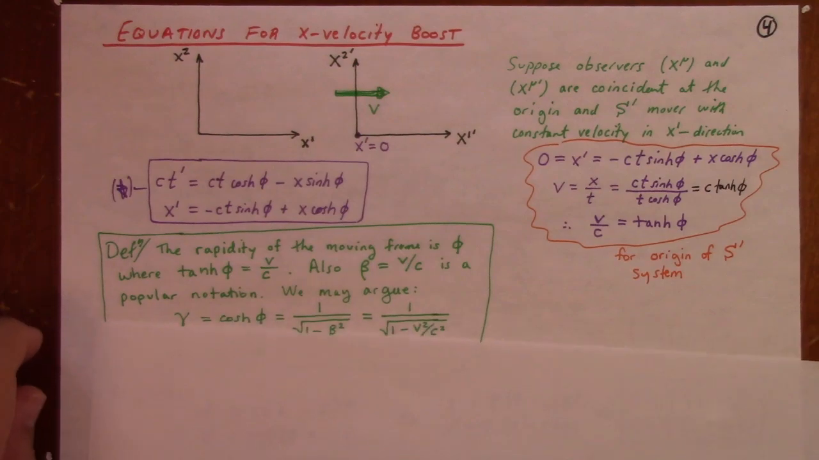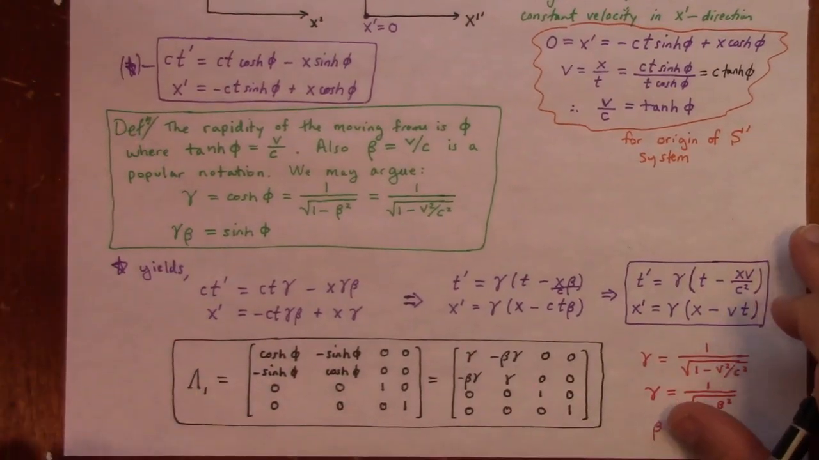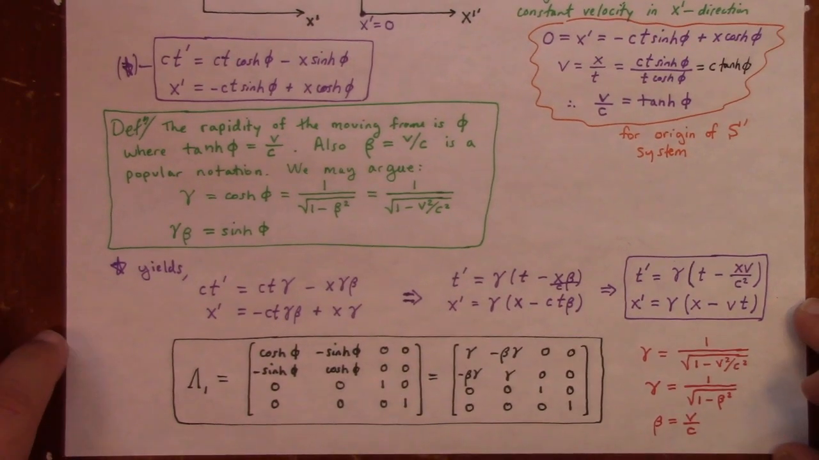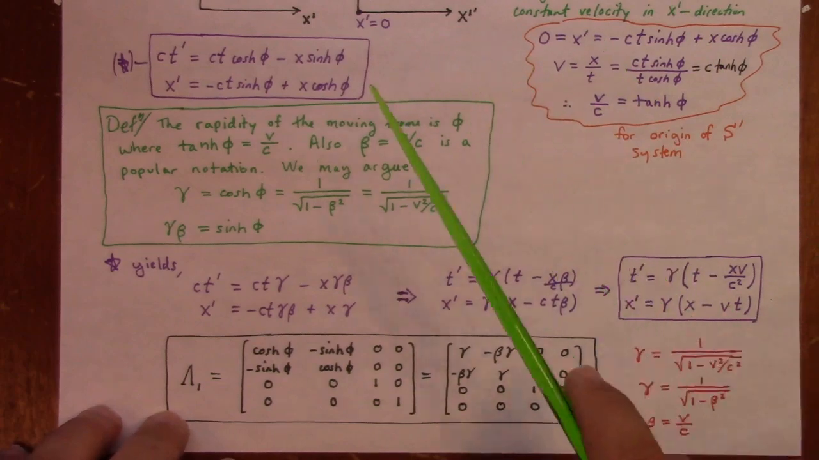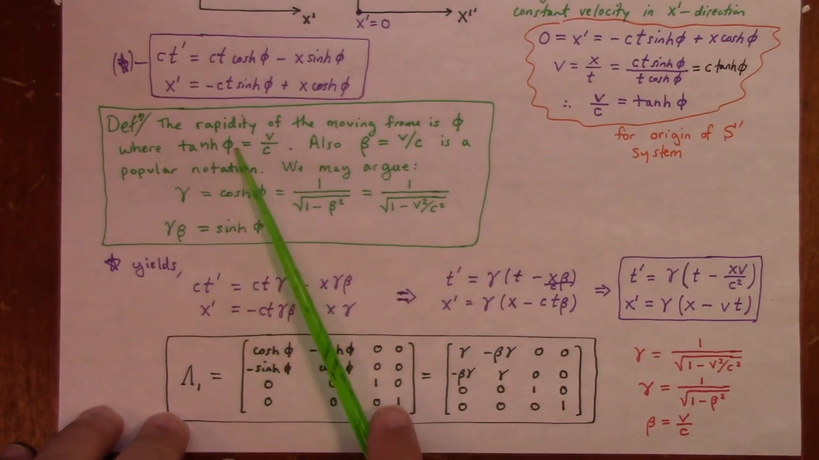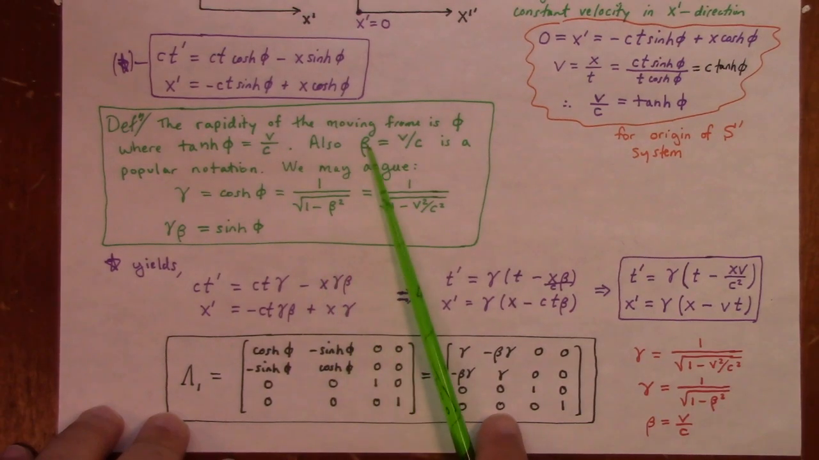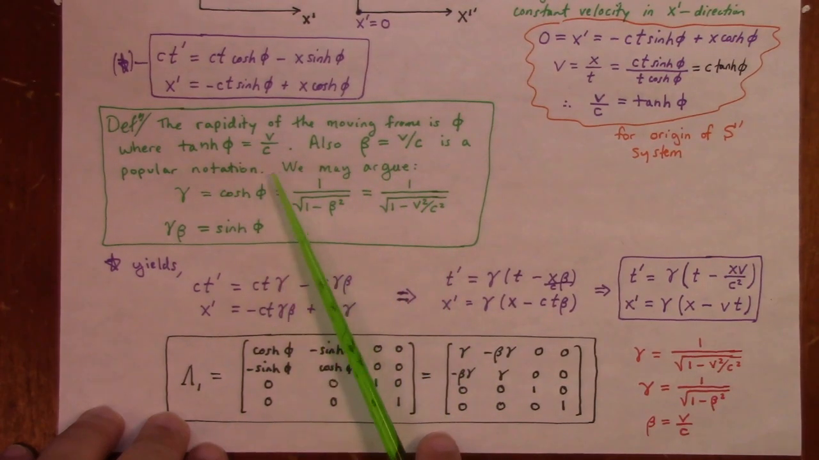All right, that said, let me talk a little bit more about this phi. I don't see that Carroll mentioned this, but maybe I missed it. But phi is typically called the rapidity. The rapidity of the moving frame is phi, where tanh phi is v over c. And also standard nomenclature is beta, the velocity over c. That's a popular notation.